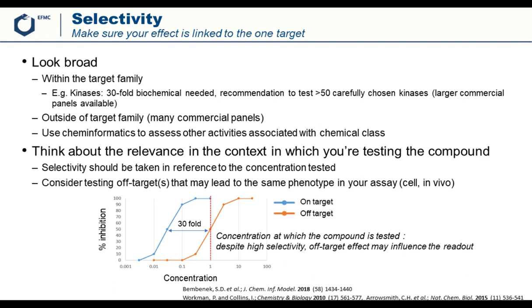The other thing to think about is to test off-targets that you know may lead to the same phenotype in your assay. So for example, if you're studying immune responses and you know a particular kinase has been shown to impact a particular pathway, then test your compound on this pathway.